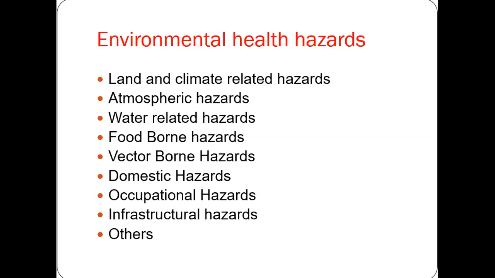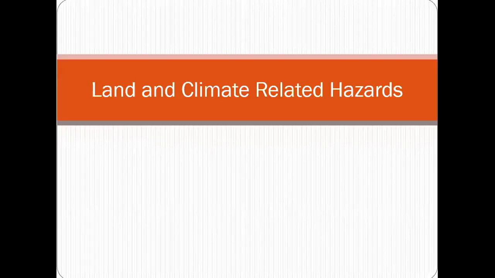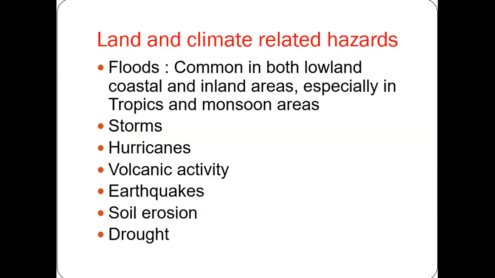So let's start off with land and climate related hazards. What are land and climate related hazards? These are hazards that are not new to us. In fact, this type of hazards has been going on for several years on our planet, long before we were born. These hazards are commonly known as floods, storms, hurricanes, volcanic activity, earthquakes, soil erosion, including drought.